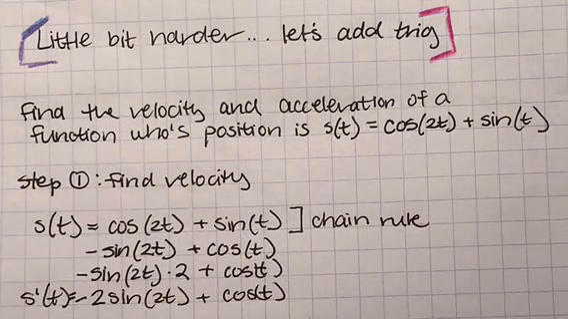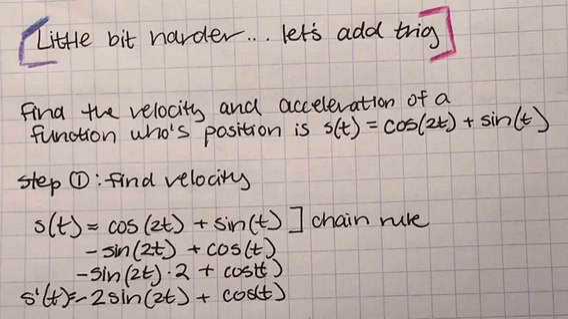Okay, so moving on, this one's going to be a little bit harder with trig. Find the velocity and acceleration of a function whose position is s of t equals cosine 2t plus sine t. Step 1, find the velocity, which is the first derivative, as we've been doing this whole time. s of t equals cosine 2t plus sine t.